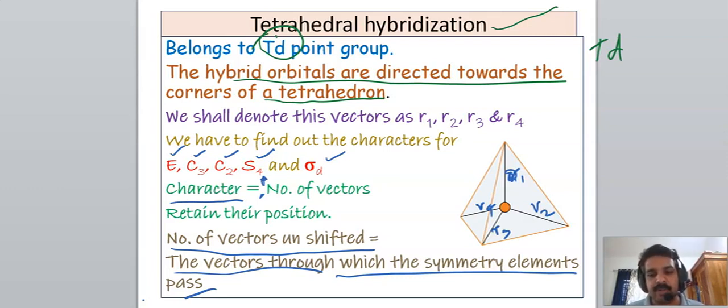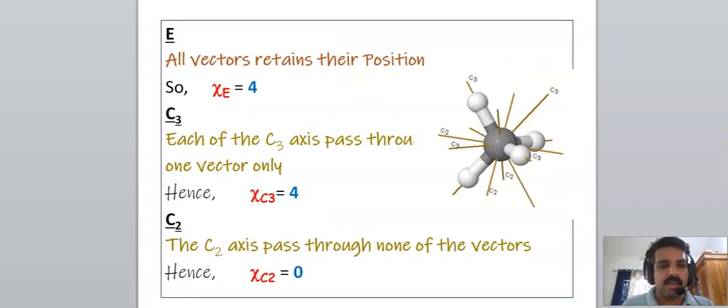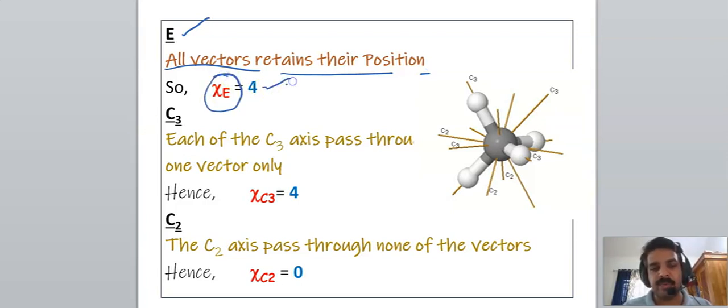We are considering only the vectors. Okay, clear. Then the number of vectors that retain their position, or are unshifted, is equal to the number of vectors through which the symmetry element passes. Then we take E, the identity operation. Now we know that all vectors retain their position during the E operation. Therefore, chi E, the character of E, is equal to 4. That is, 4 vectors retain their position.